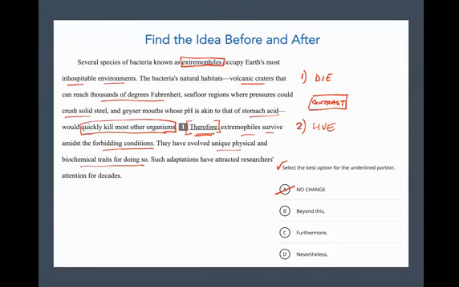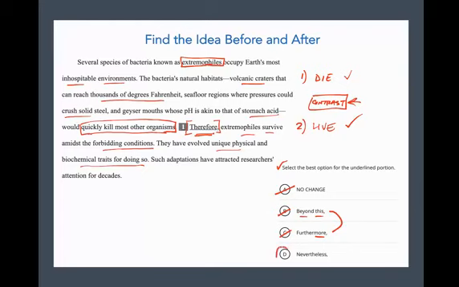Next is beyond this. Now, beyond this is simply saying whatever idea you just had, we're going to go a little bit further than that. But the second idea is not a further beyond the first idea. It's just a contrast, once again, between being eliminated or surviving. So I don't want beyond this. In the next example, I have furthermore. This is very similar to beyond this, right? I'm just adding more stuff, more. It's addition. That's not what I want.